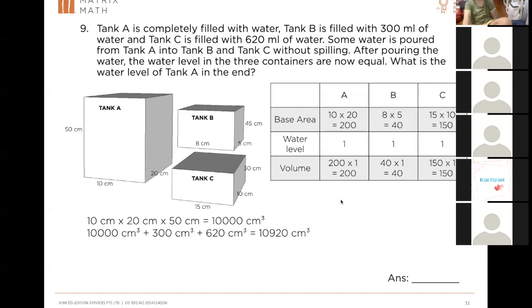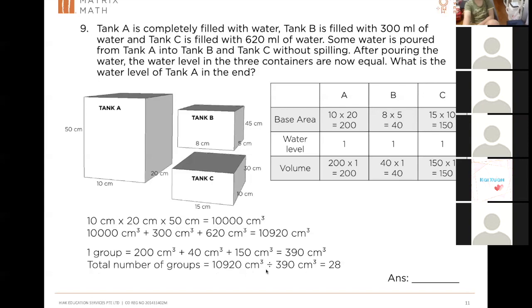So how much water is there in one group or in each pour? It is 390. You add up 200 plus 40 plus 150. So each group is 390, or each pour is 390. So how many times must you pour in order to completely pour out 10,920 cubic centimeter of water into A, B, and C? You just divide: 28 times. So after pouring 28 times, the water level will rise 28 times, each time 1 centimeter. And what is the water level in A in the end? It will be 28 times 1 centimeter, 28 centimeter.